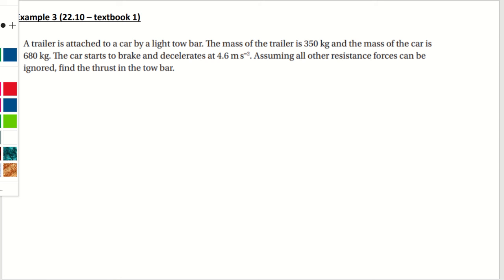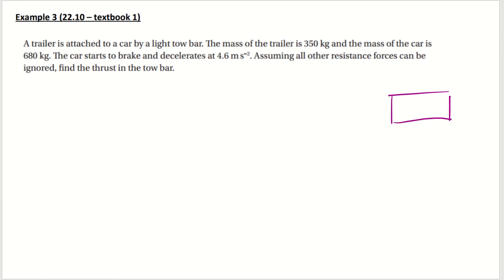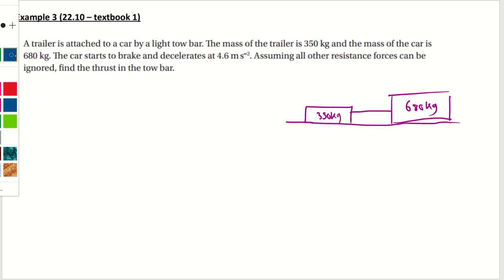Okay, so somewhat similar question to the last one, but we've got some things that are a little bit different. So start with my car, horizontal road, slightly smaller trailer, but doesn't really need to be to size. And we've got 680 kilograms here for the car, and we've got a smaller 350 kilograms for the trailer. Put my tow bar in between and split my object down the middle.